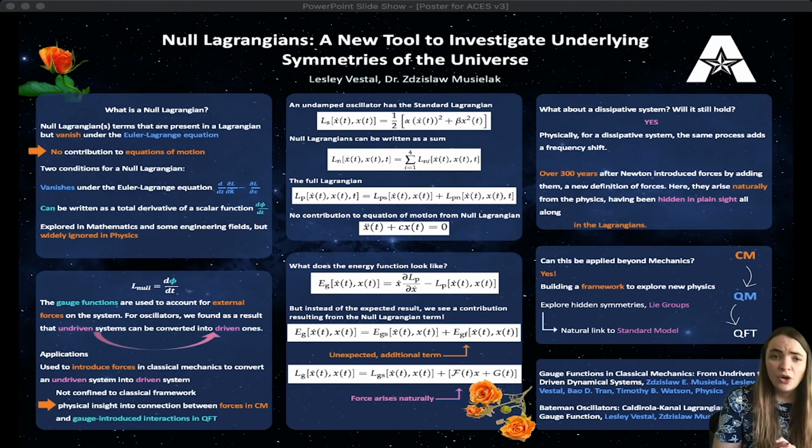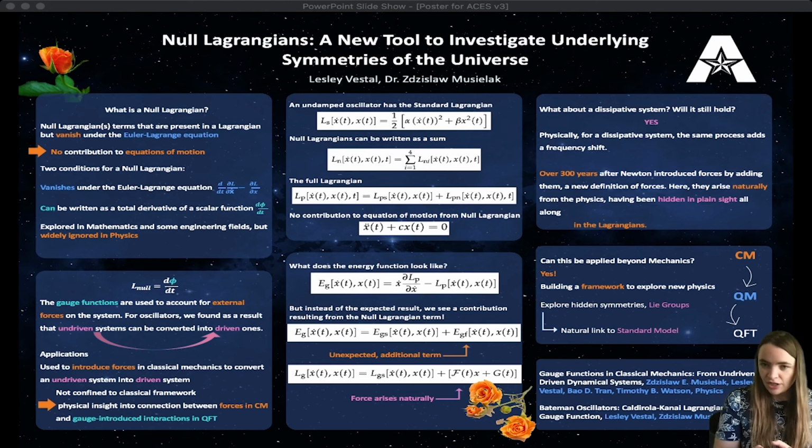So then we look at the energy function. So these are just typical things we do all the time in mechanics. So we're going to feed our Lagrangian into the energy function. So we have the Null Lagrangian and our typical Lagrangian, feed it right into the energy function. And this is where the really cool thing happens. So the energy function spits out this additional term from the Null Lagrangian. So we thought the Null Lagrangian had no contribution, but actually it becomes this additional term in the energy function. This contribution is novel, and this is a really interesting thing and a new result out of this method.